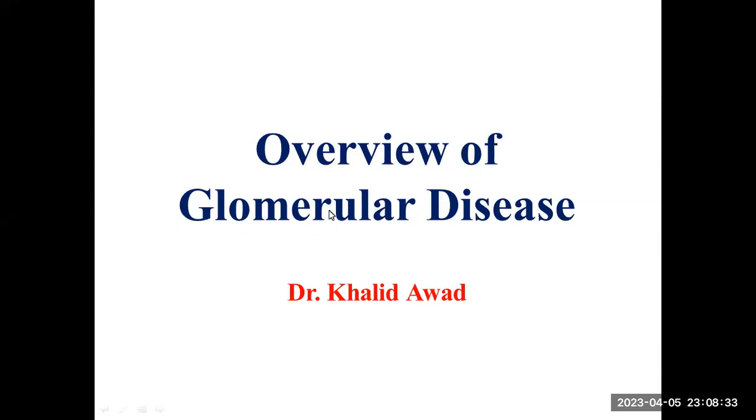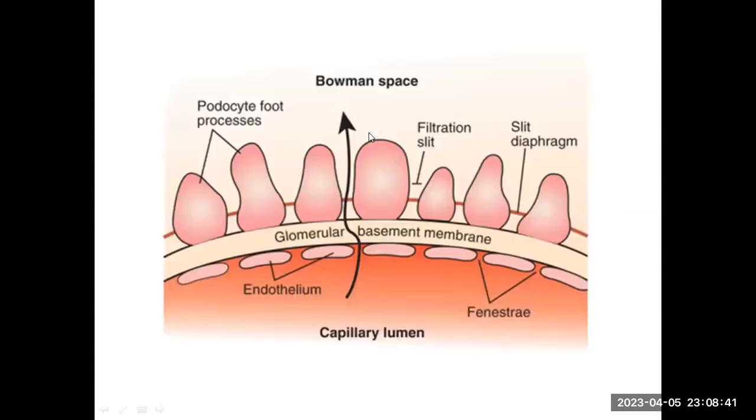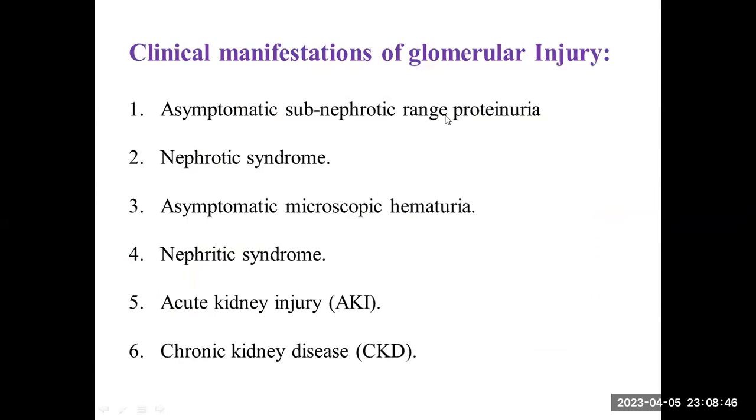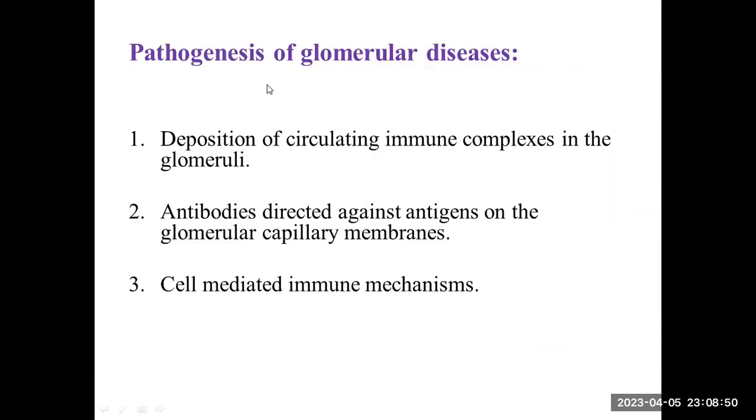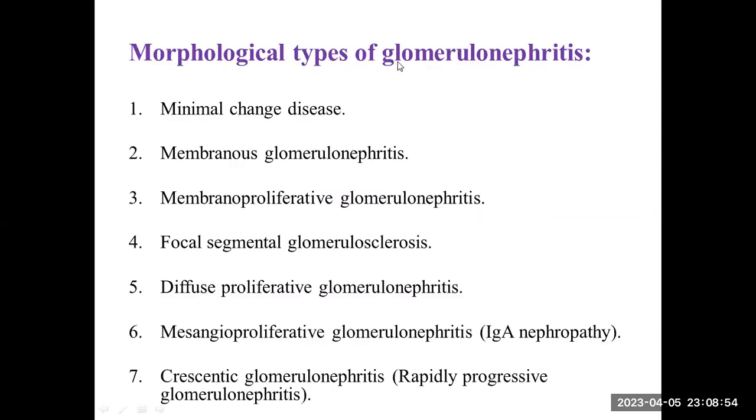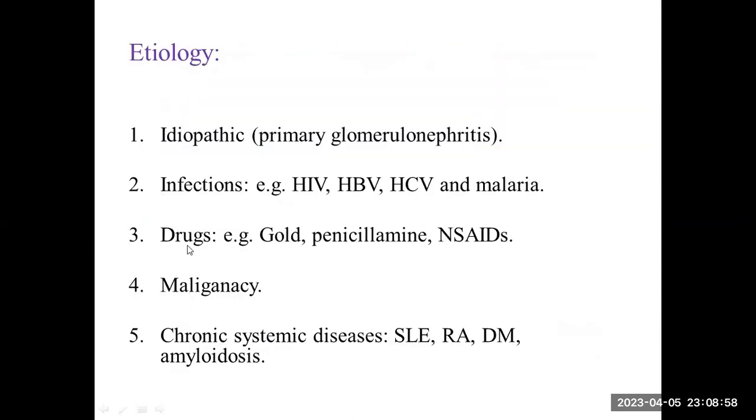Today is the second part of this lecture, an overview of glomerular disease. In the previous part of the lecture we talked about clinical manifestations of glomerular injury and the differences between nephrotic and nephritic syndrome, the pathogenesis of glomerular disease and the different morphological types of glomerulonephritis. And we talked about the possible secondary causes of glomerular disease as well.